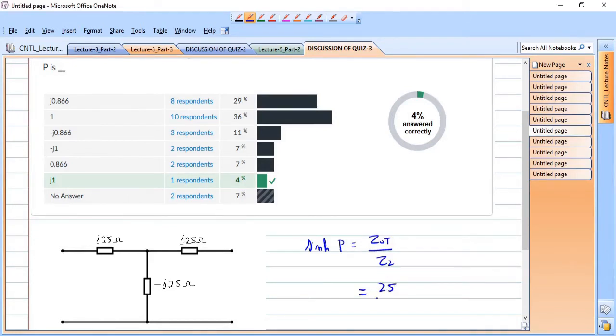So it is 25 divided by Z2, and Z2 is minus j25. So that will be equal to, minus j coming to the numerator will be j, and 25 will get cancelled. So we have j1 as the correct answer. So this is the correct answer.